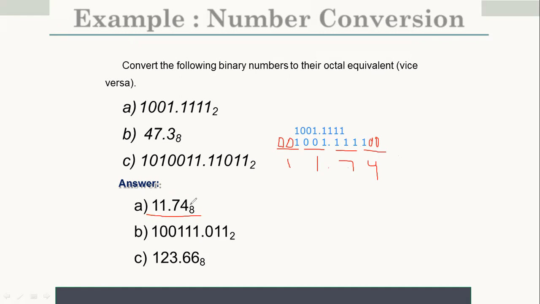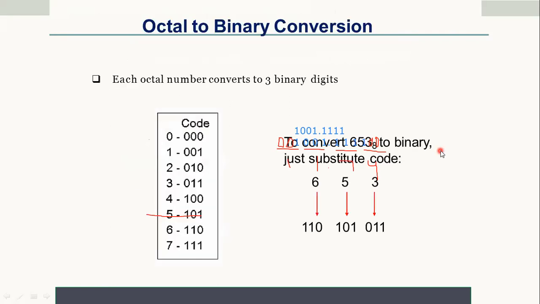Next, here the octal number is given. Convert this into a binary number. For all these, you must learn this table. Only then will you be able to do this conversion. If you are thorough with this coding table, then you can easily convert from octal to binary and binary to octal.